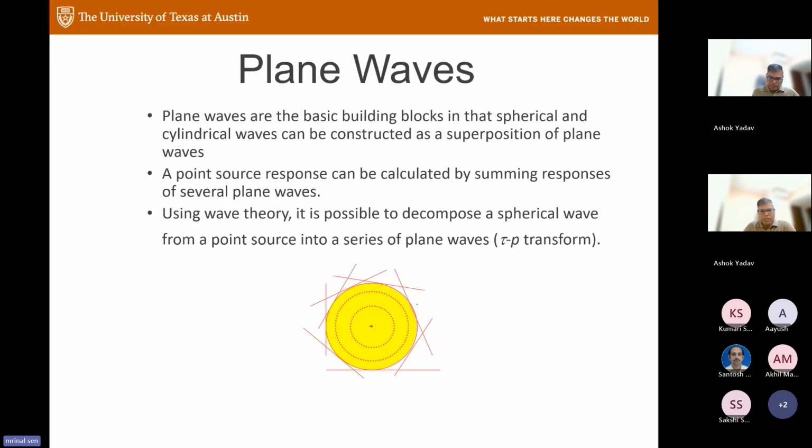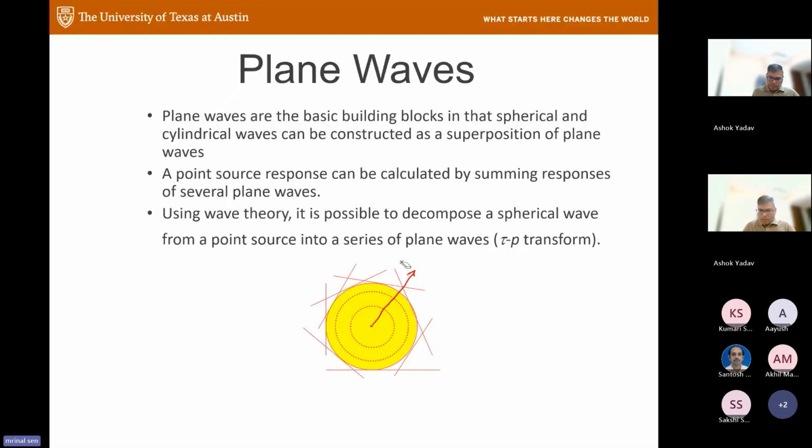So this is a circle, which is basically a vertical cut of the sphere, and these are different wave fronts. As you go outward from the center, this is basically increasing in time, right? Now, if you observe a spherical wavefront over a very long distance, it appears like a plane, right?